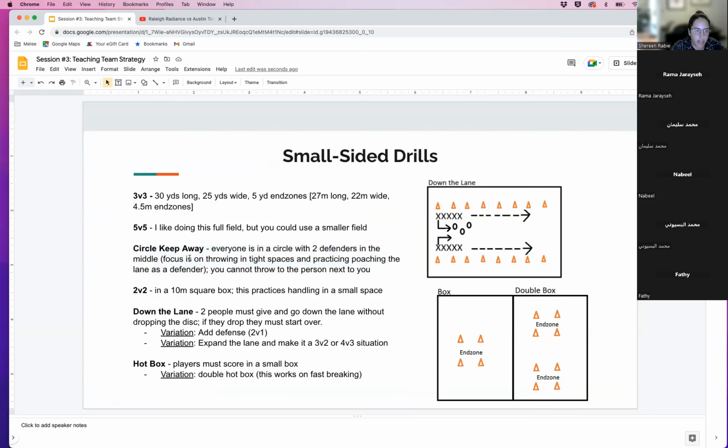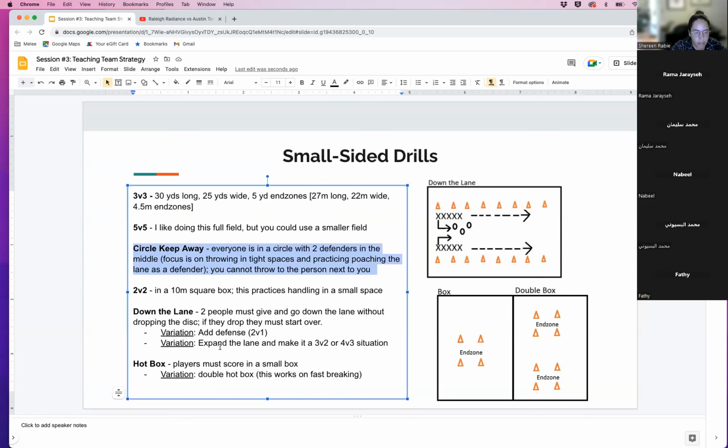So this is great, especially if you play a host stack. This is a drill called down the lane, where you would have 2 lines of cones, and people will run down the line and do give and goes. So you're just throwing the frisbee back and forth down the lane without dropping. So this would practice like hammer motion if you have like a breakaway motion.